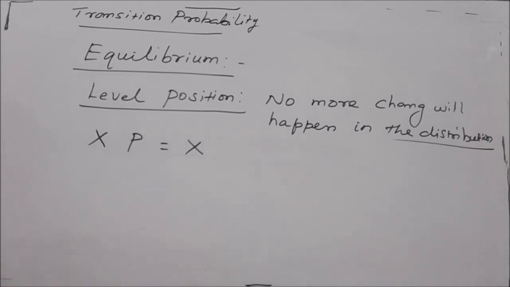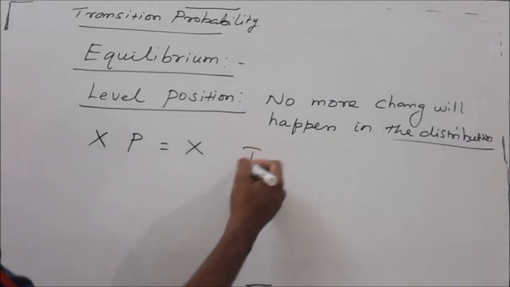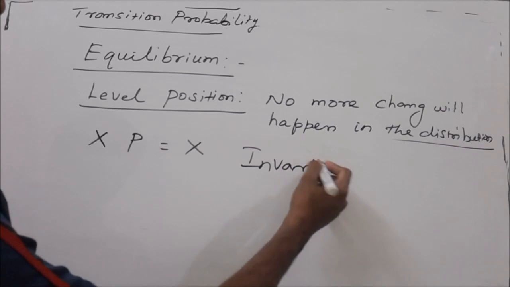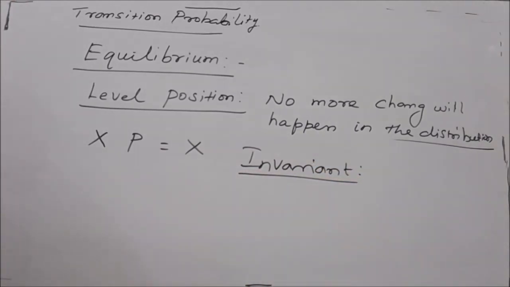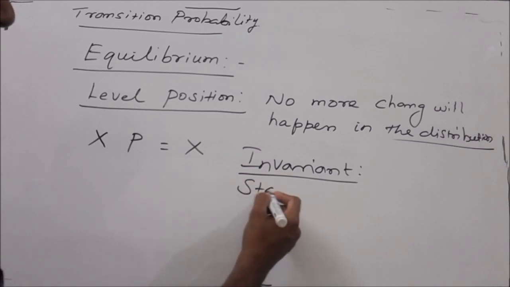There are several other names for the equilibrium distribution. The first one is invariant. It is also known as invariant. And then another one is stationary.